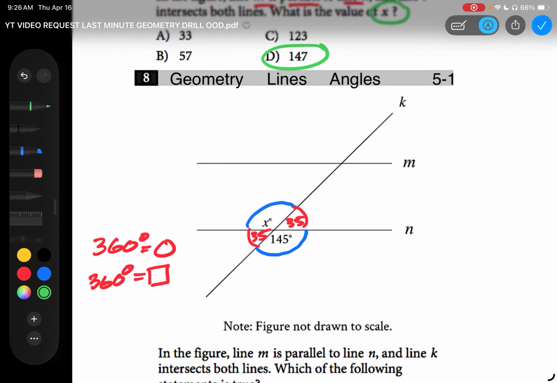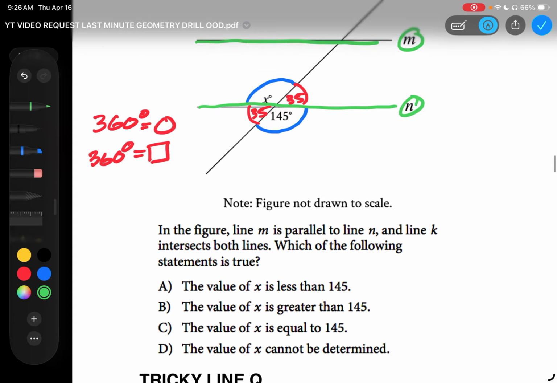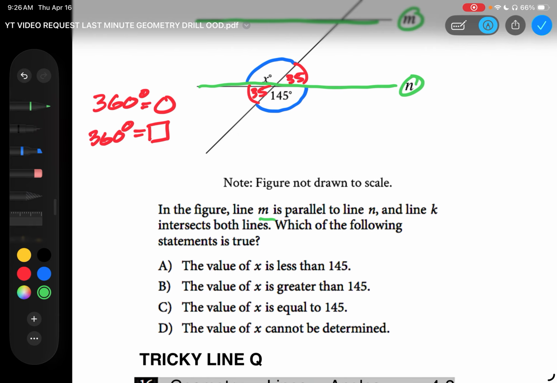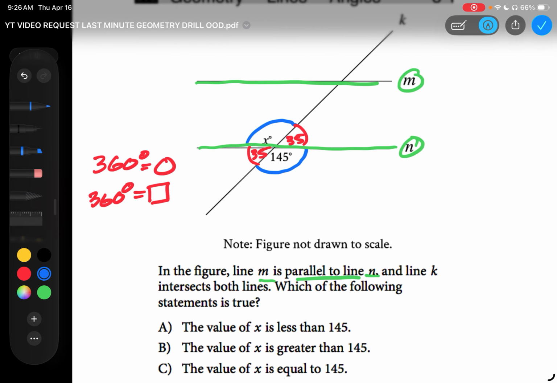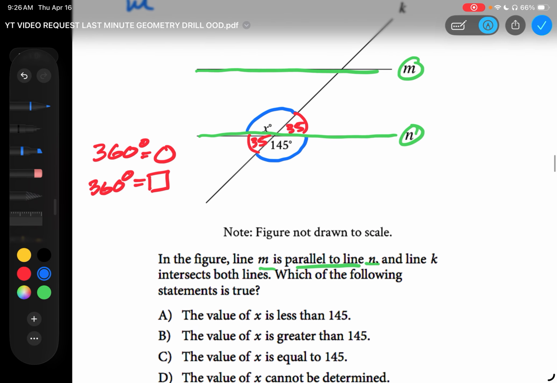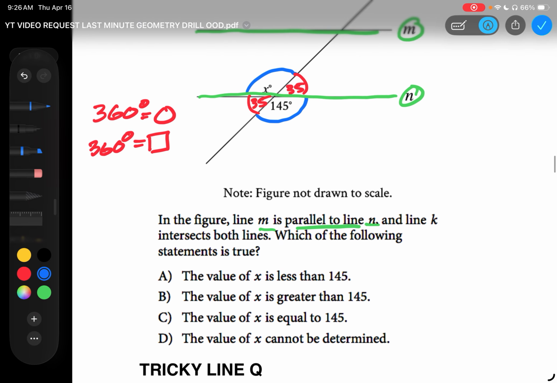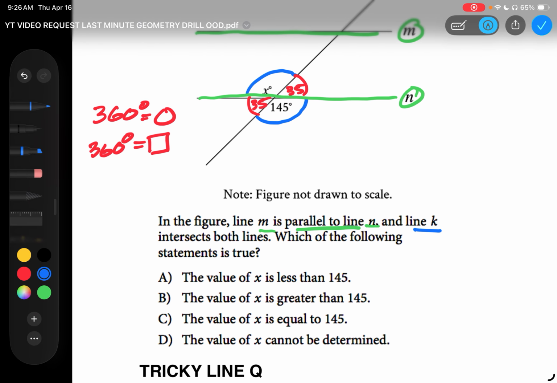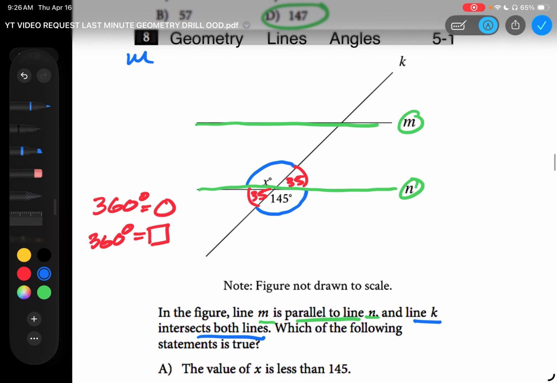Now, the other thing I noticed is I have lines M and N, and more than likely they're going to be parallel because the SATs love testing parallel line rules. We go into the question to make sure now. Line M is parallel to line N. All right, excellent. Now, pay attention to the question carefully, because now we've gone into a medium level question. It's one step beyond easy, so it's a medium level question. So let's take a look carefully. Line K intersects both lines. Line K. All right.